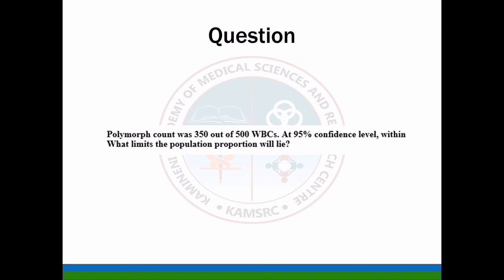Now coming to the second question. Polymorph count was 350 out of 500 WBCs at 95% confidence level. Within what limit will the population proportion lie?